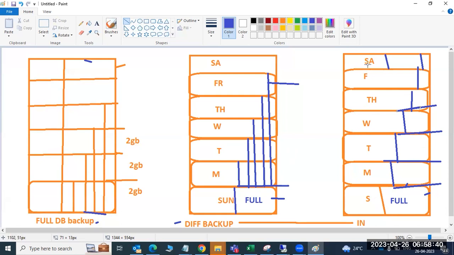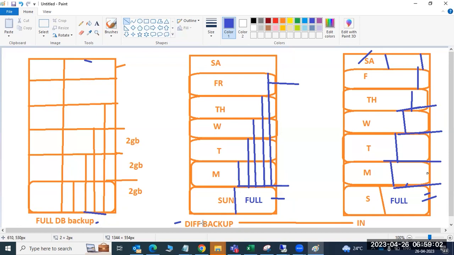Suppose something got restored and something got missed, you need to restore Saturday and Sunday as well. Up to Saturday you have to restore it. First you need to restore the full backup, then Monday, Tuesday, Wednesday, Thursday, Friday, Saturday, that many restores you have to perform. That is for the incremental backup.